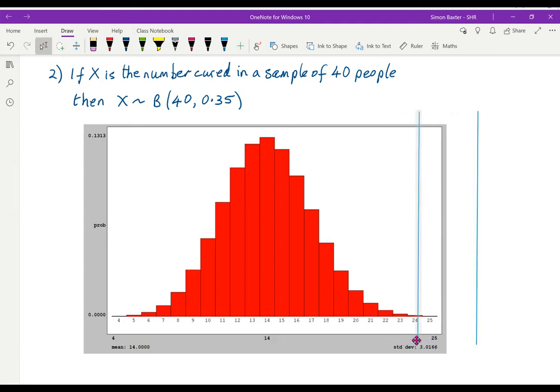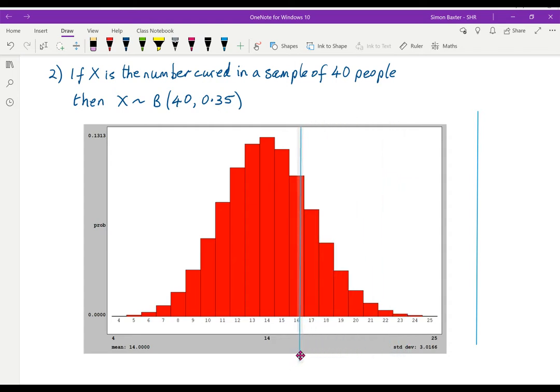If we had an answer of 24 cured with drug B, although that could have happened with drug A, here's the probability. It's very unlikely, so this would be a surprising result. And if we got a result around about 24, 25, it would be surprising, and we would think that probably drug B is better than drug A.